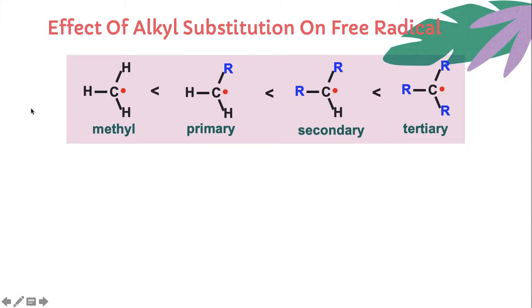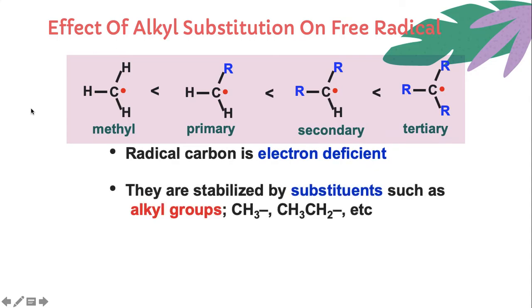Why? Because a radical carbon is electron deficient. Carbon needs 8 electrons to achieve an octet. Here, the carbon has 3 bonds, 6 electrons in total, and 1 unpaired electron. So this carbon has only 7 electrons. Carbon must achieve an octet, so when it has only 7 electrons, it is electron deficient, meaning there are not enough electrons.